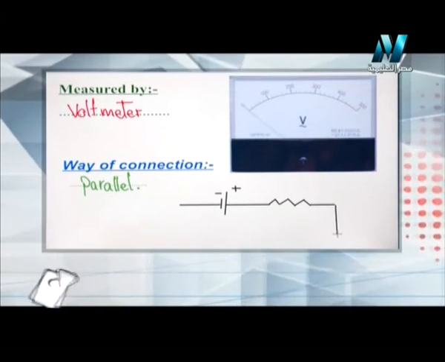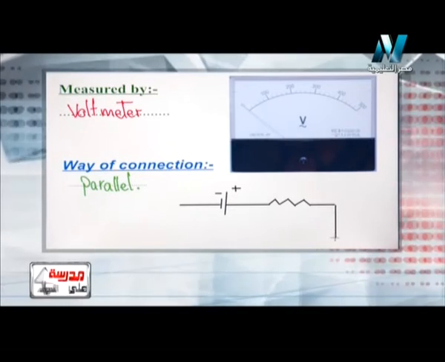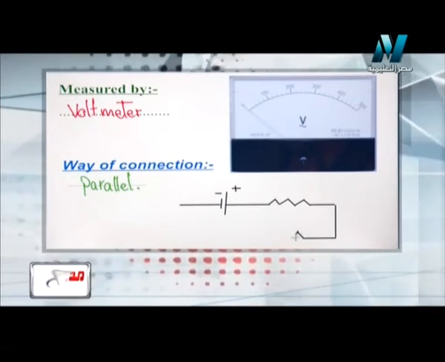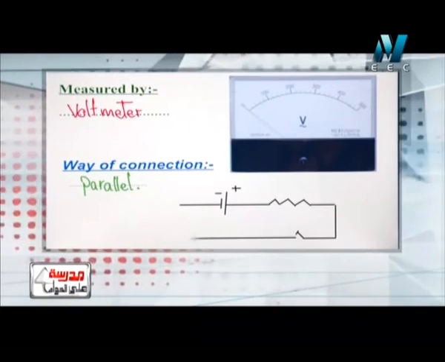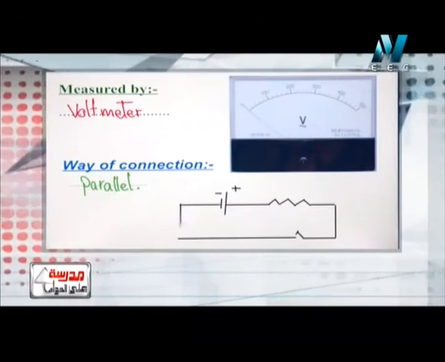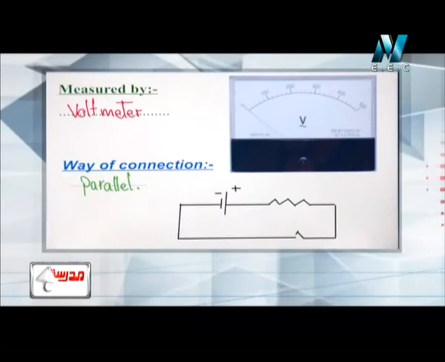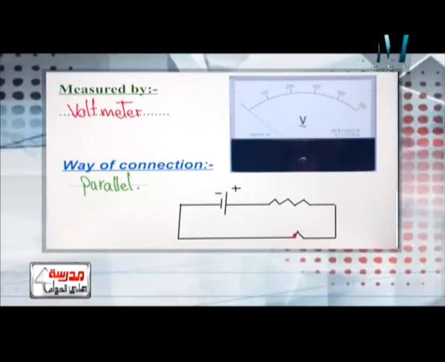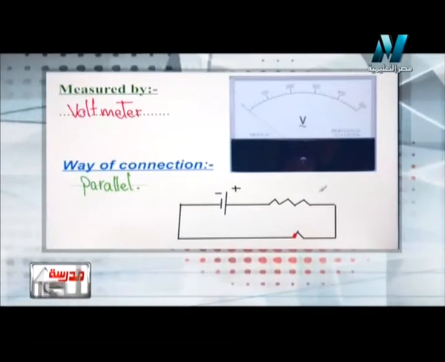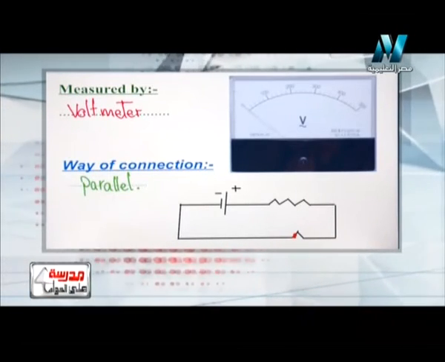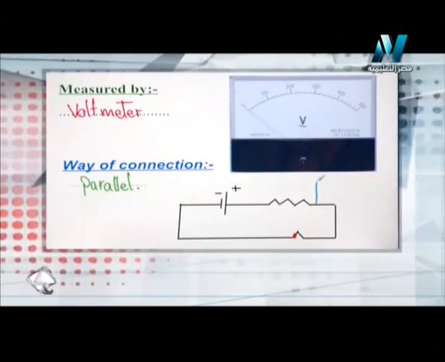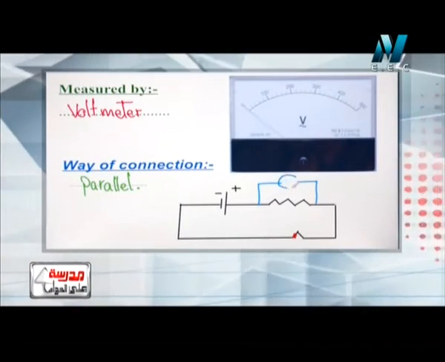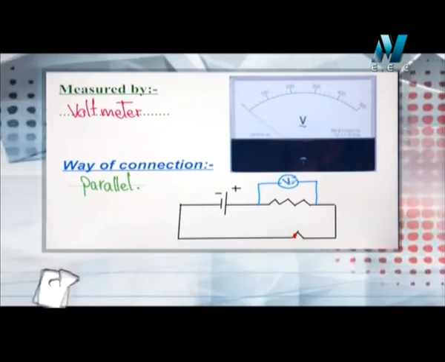And the key is closed, which means the electric circuit is on. Okay. And where is the voltmeter? The voltmeter, V, is parallel, as we see here in front of you. So the connection is parallel.